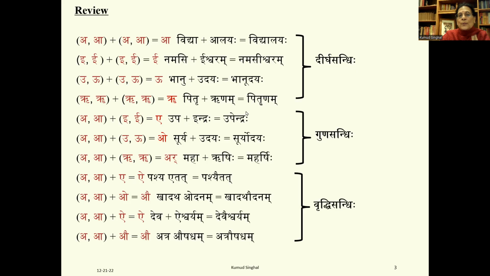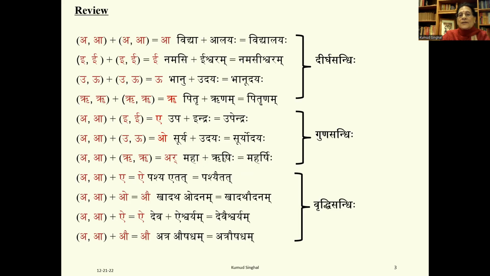So it will be Upendra. Upendra is the eldest brother of Indra. Surya plus Udaya. Surya is sun. Again, Surya is an a ending and u, so the guna of u will replace a and u. So Suryodaya.